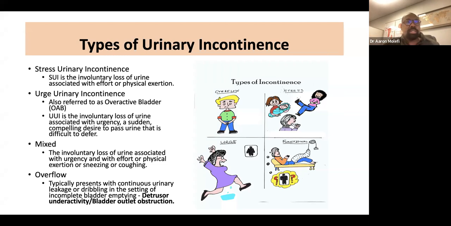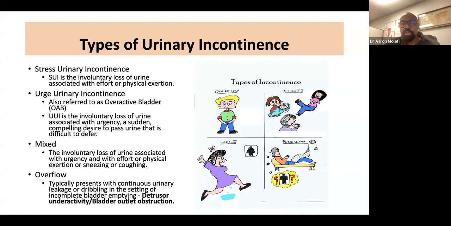So usually they've got either neurogenic bladder, or detrusor underactivity, or some bladder outlet obstruction of some sort, right? So basically these are the different types. And then there's another one that I actually didn't put into details, which is called functional.